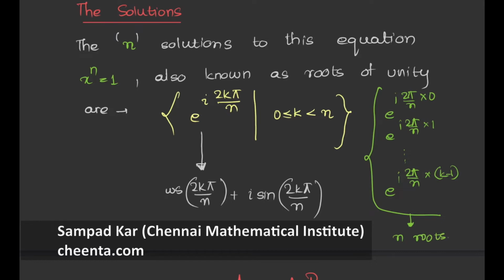Now this can also be represented in the standard a plus ib form as cos 2k pi upon n plus i sin 2k pi upon n. But for this problem, we will be referring to the exponential form only.